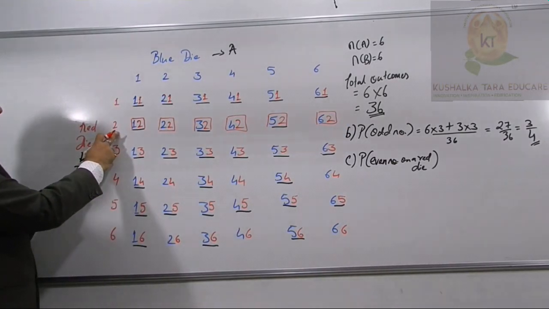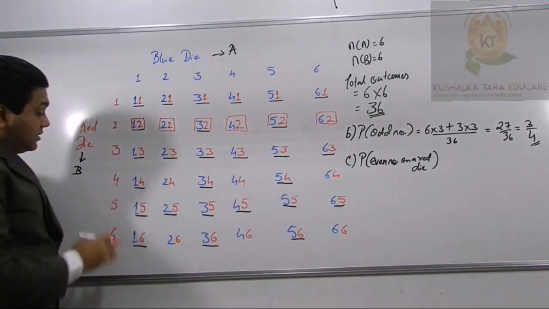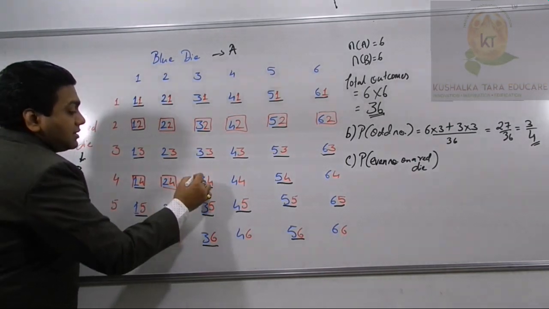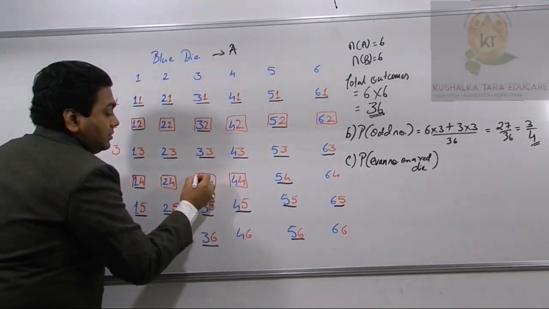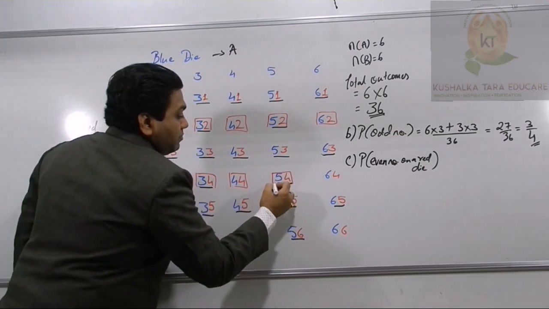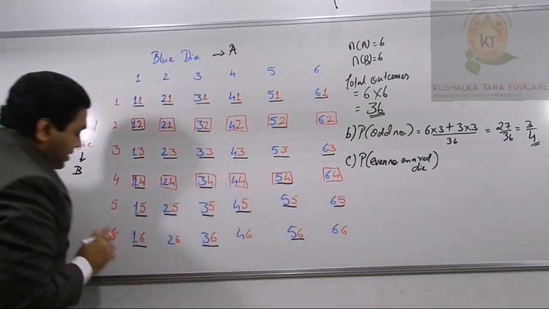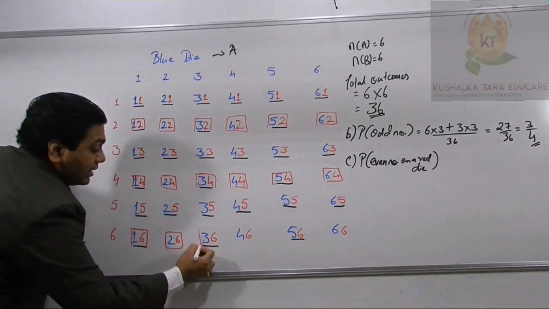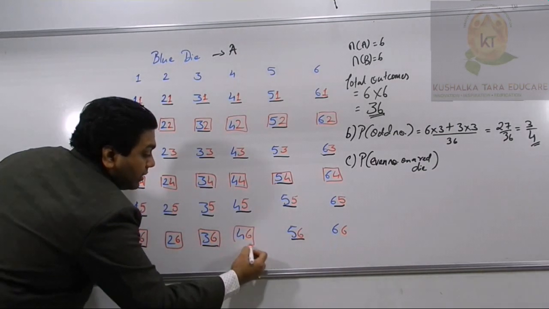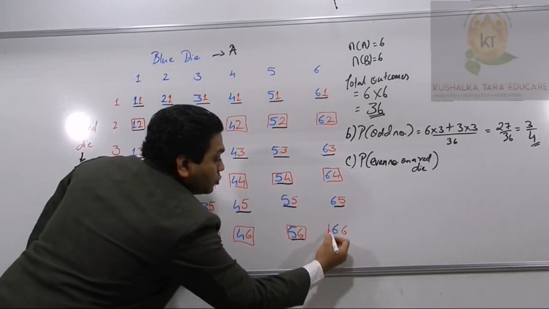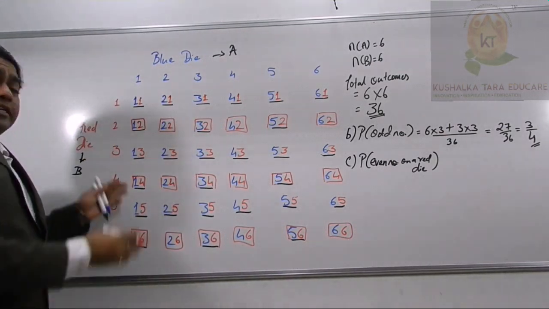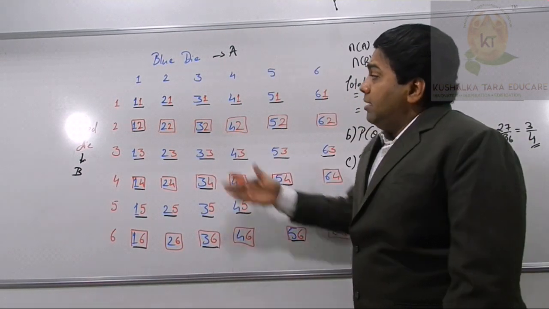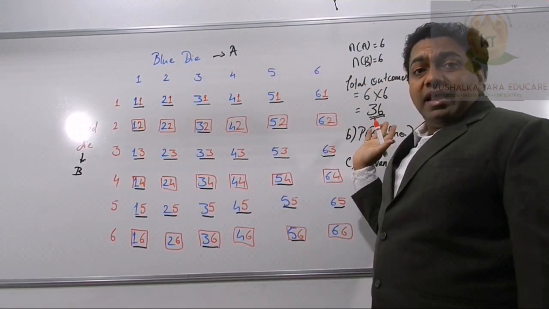So with 2 as even number, I can have 6 occurrences. Similarly, with 4 as an even number, I can again have 6 occurrences where I get an even number on the red die. And same way with 6, I can have 6 occurrences where I can have even number with the red die, right? So you can see all the squared boxes. This is going to give me even number on the red die, whereas blue die can give me odd or even, any of the options.